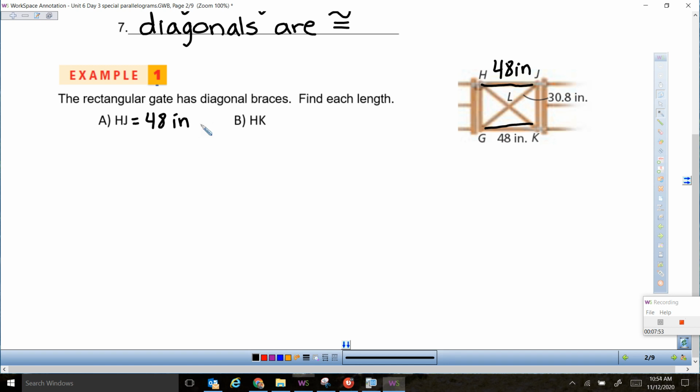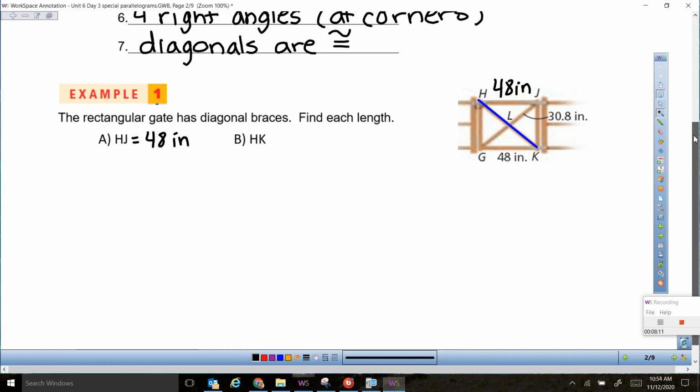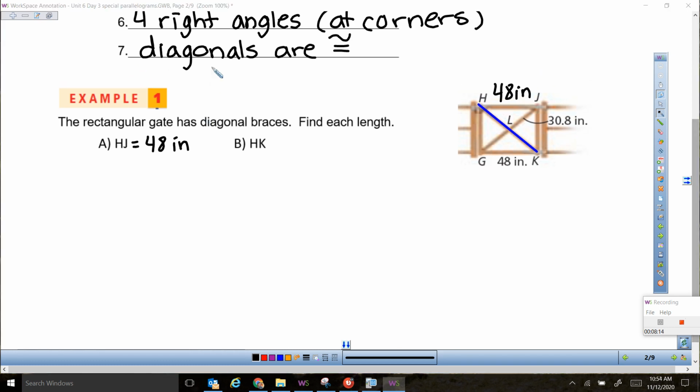Question B, we want to find the length of HK. HK, H to K, they're asking for the length of this diagonal. And property number, I think it was 7? Yeah, here it is, 7. It tells us that the diagonals are what? Congruent. So I first need to find the length of diagonal GJ, then it will be the same length as the second diagonal, HK. So on the other diagonal, they have this piece marked as 30.8.